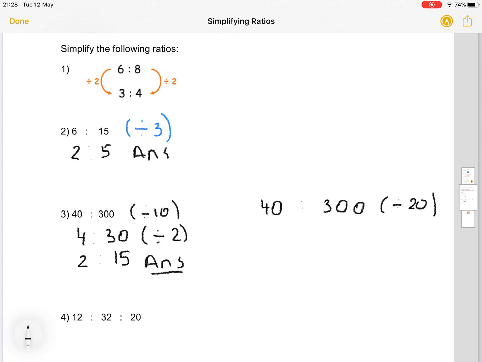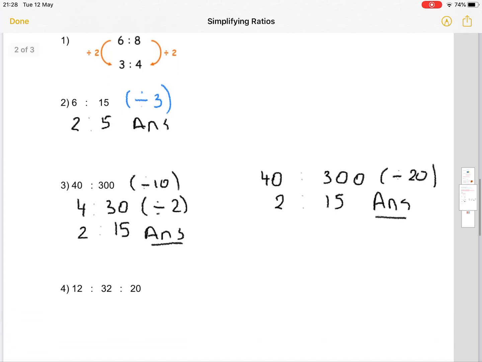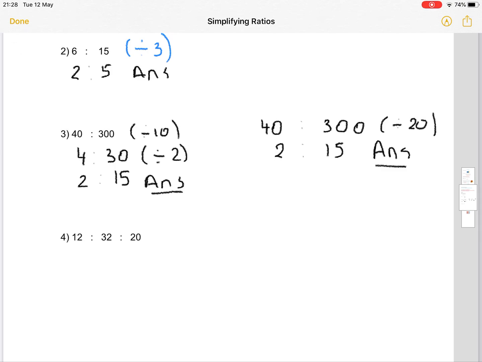So 40 divided by 20 is 2, and 300 divided by 20 is 15. I cannot simplify my answer further, so that is the final answer. 20 is the highest common factor of 40 and 300. That's why when I divided by 20, I just worked out one step, whereas when I divided by 10, I had to divide by 2 again. But as you can see, you arrive at the same answer.